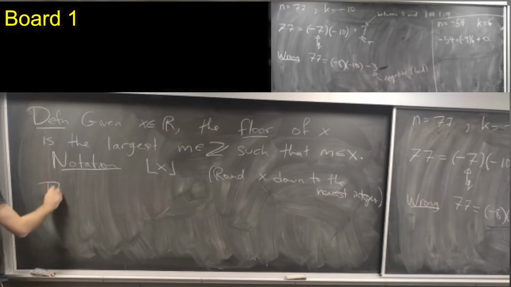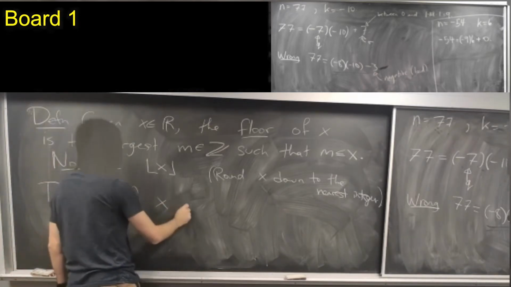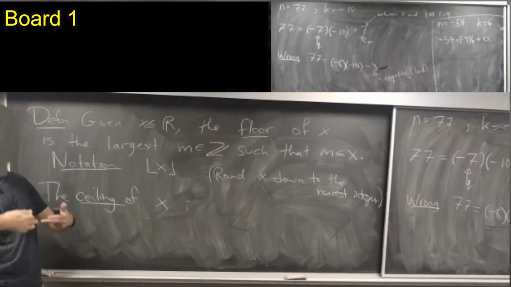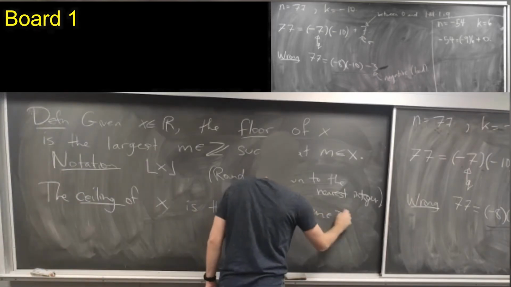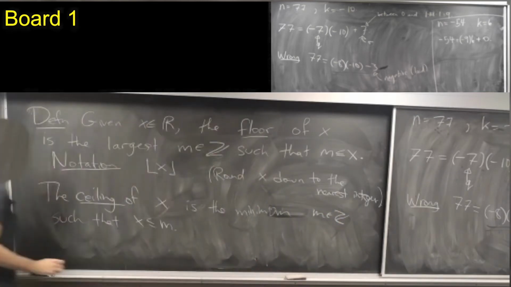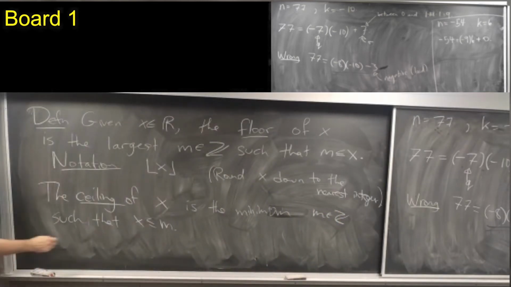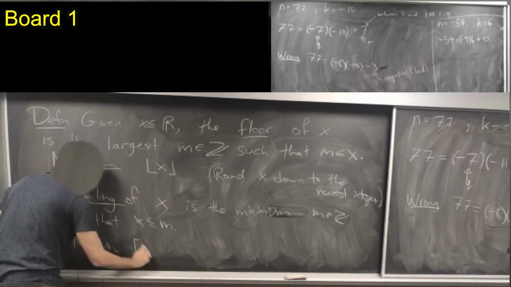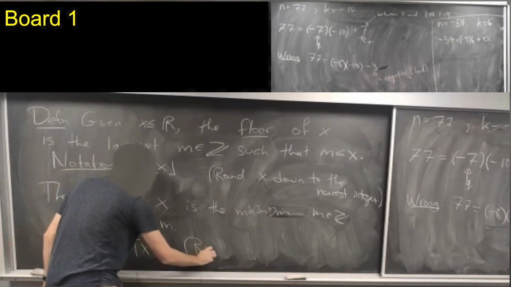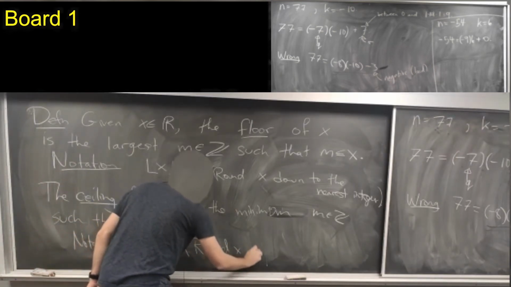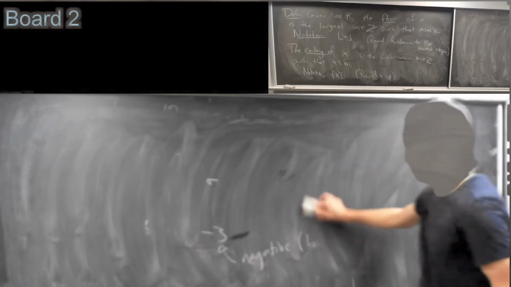So it's the biggest integer that's less than or equal to x, but you just round it down. The ceiling of x is a similar thing: you just round it up. So it's the minimum integer m in Z such that x is at most m. And here the notation is basically the same, but like this. And really, this is just saying round x up. If this formal definition is hard to understand, I think you can understand it with a few examples.